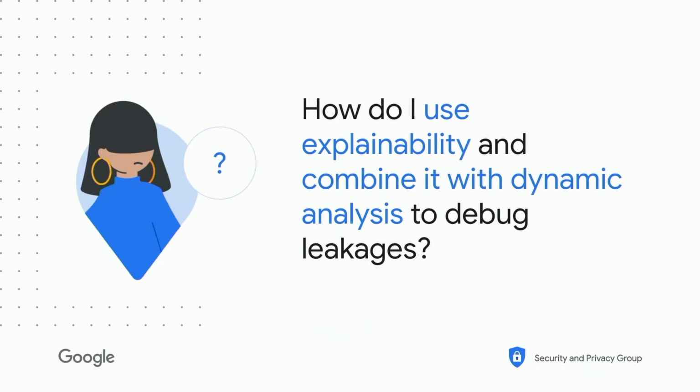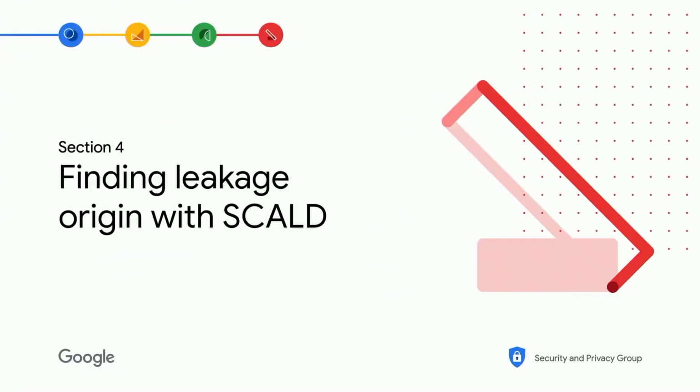So that tells you how we do explainability, but of course now the question becomes, okay, how do we use that and combine it with dynamic analysis to do what we wanted to do, which is find where the leakage comes from. Well, this is where SCALD comes into play, right?